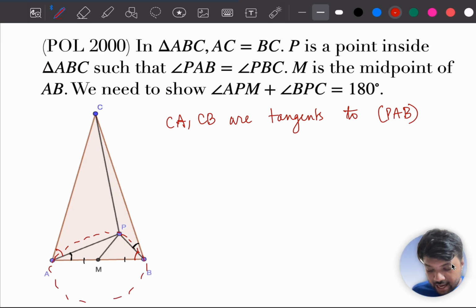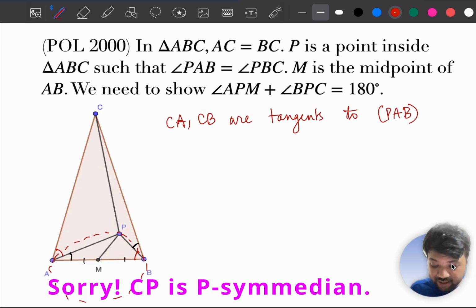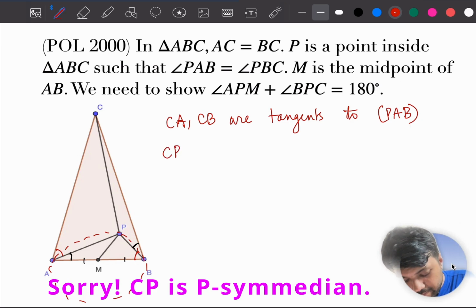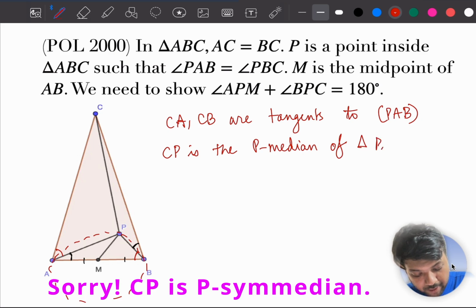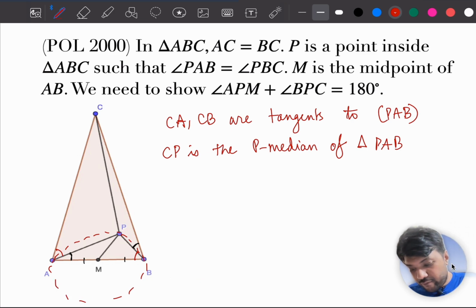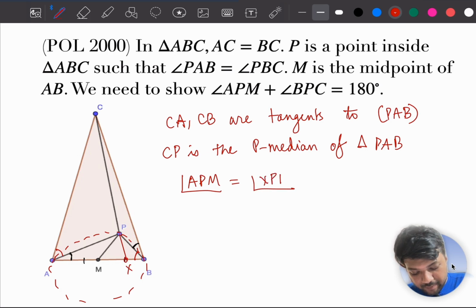Now, if CA and CB are tangents, okay, and they meet at the point C, then CP, just from configuration 3, we just now learned, I mean theorem 3, sorry, CP must be the P-median of triangle PAB, okay, because C is the meeting point of the tangents at the other two vertices of triangle PAB, okay. And once we have this, if we extend this line, then we know from theorem 0, or rather the first characterization, that the symmedian makes the same angle with one of the sides as the median makes with the other side, okay. So we know that APM must equal, let's call this some x, then it should equal XPB, okay.